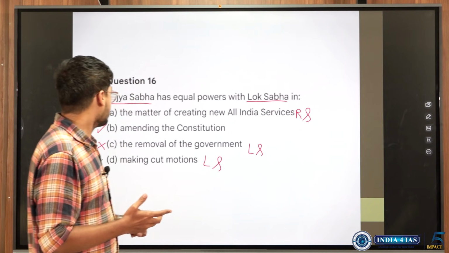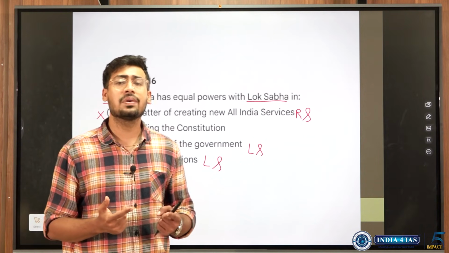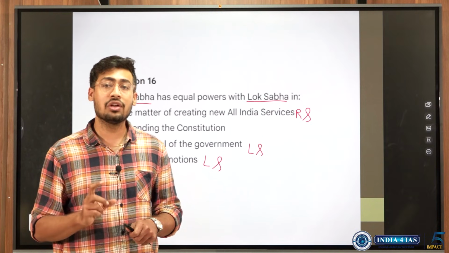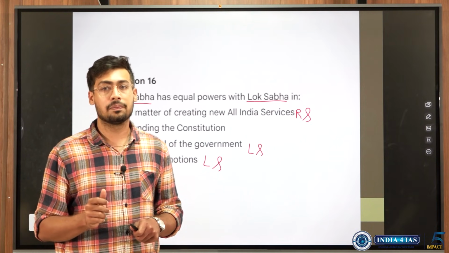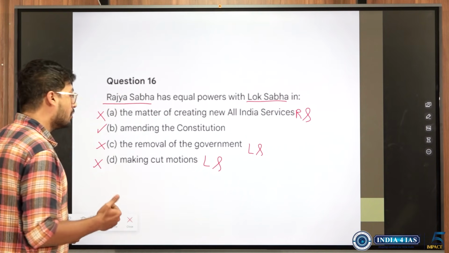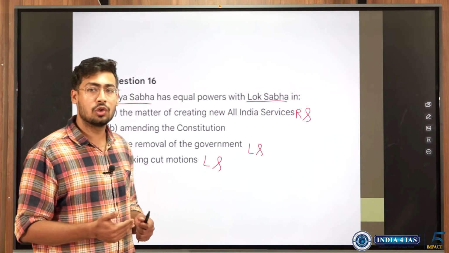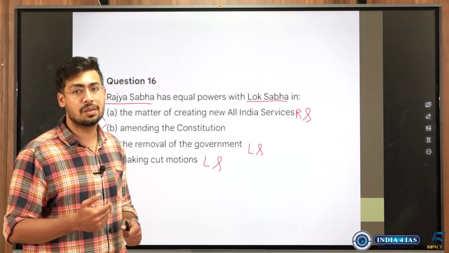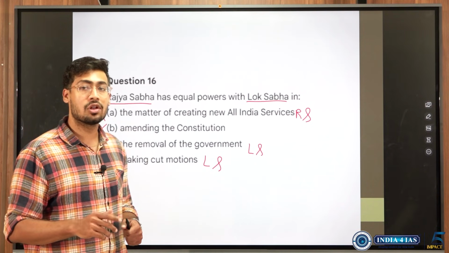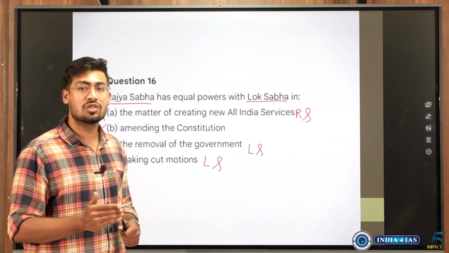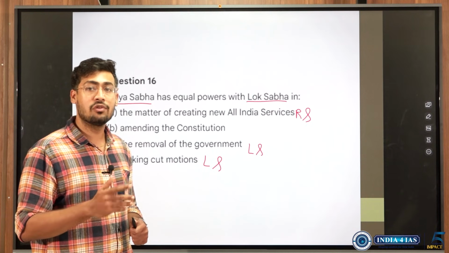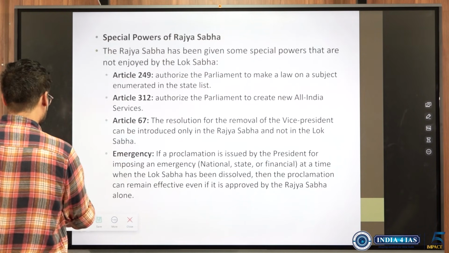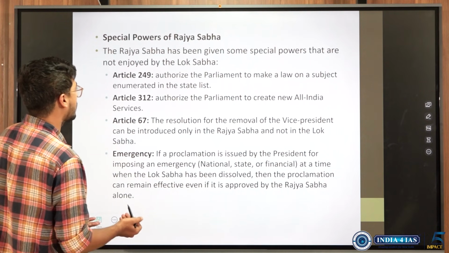Likewise, if during the time of emergency any law is made, then that law will be effective only if Rajya Sabha approves it. So even when the Lok Sabha is suspended due to government not being formed, in that case also, if any ordinance is made by the president, then that will need the approval of Rajya Sabha to be intact, because Lok Sabha will have to approve it only when it's formed again. So Rajya Sabha has certain special privileges, and also Lok Sabha has certain privileges.